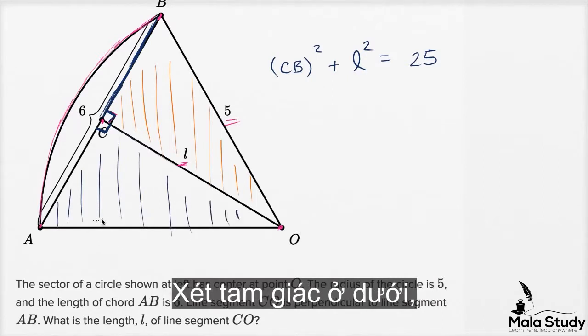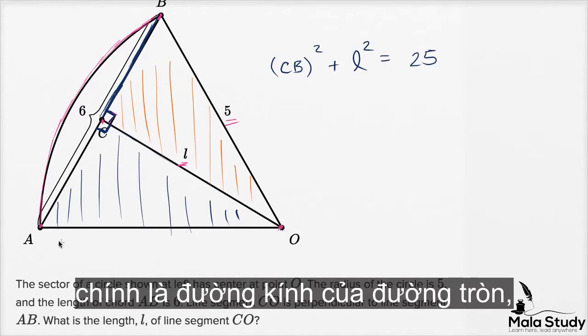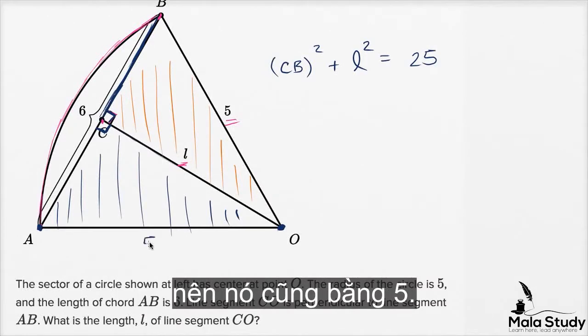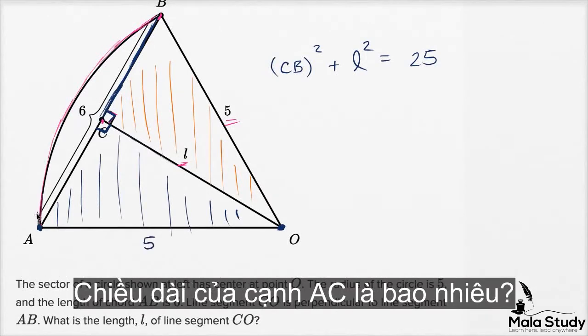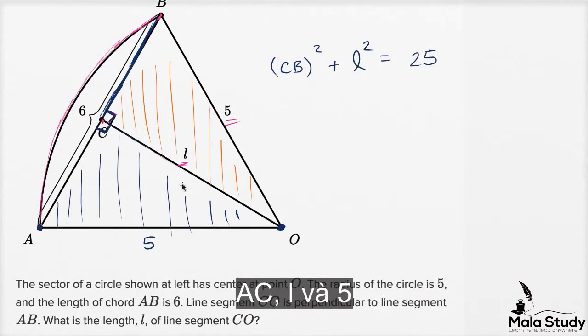Now the other thing that we know about this triangle down here is that AO is also going to be a radius of the circle. It goes from the center of our circle to where it actually sits on the circle, on the outside of the circle. So this is a radius, so this is also going to be 5. So what's the length of AC? Well, we could use the same idea. We can relate AC, L, and 5.